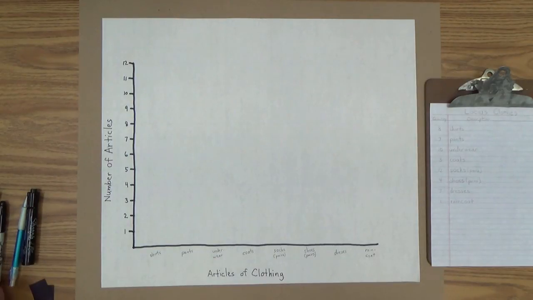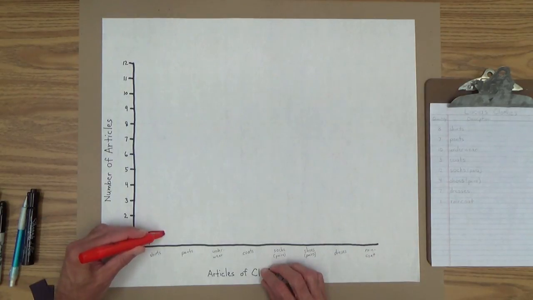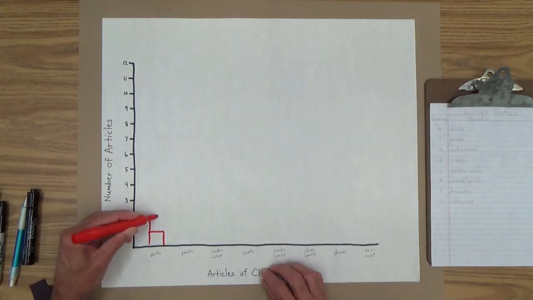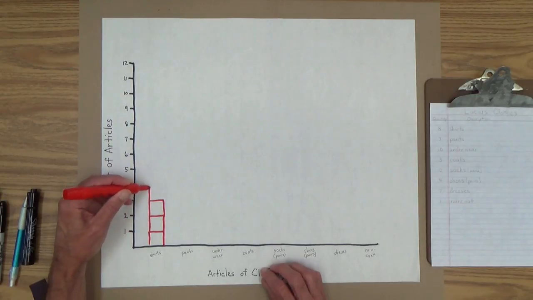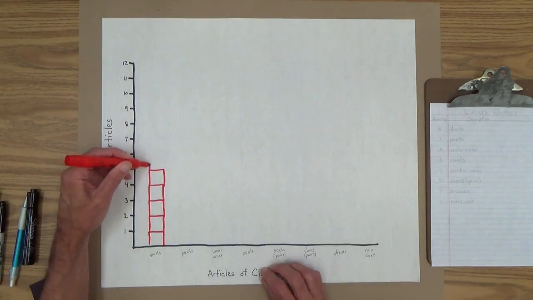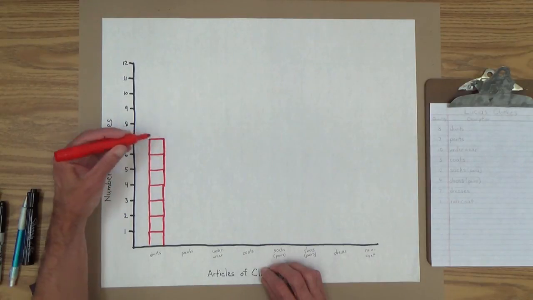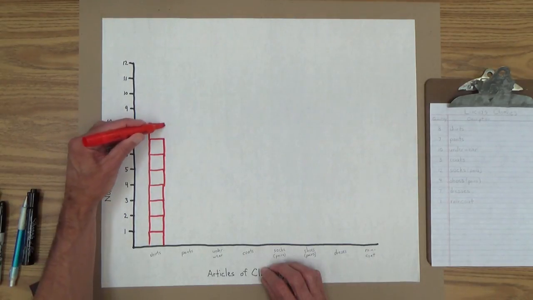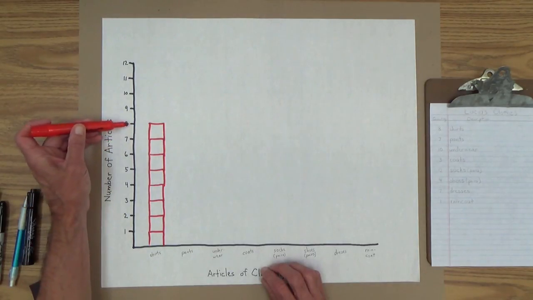So I'm going to pick, let's see, what color will I use? I could keep just using black. Maybe I'll try red. And here's what I'm going to do. I'm going to start out like this. There's 1 shirt. There's 2 shirts. 3, 4, 5, 6, 7, and 8. And there, as you can see, it aligns up perfectly with our number of articles over here, 8.